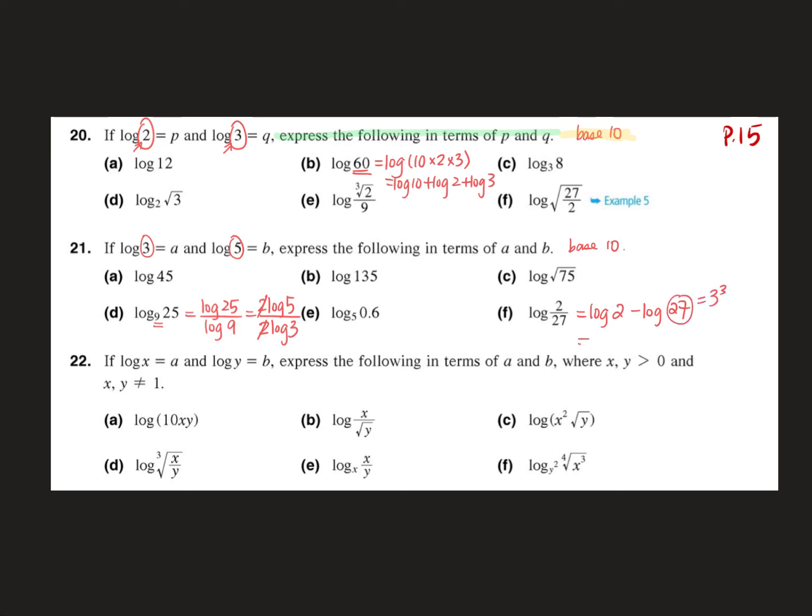But what do you do with the 2? You can write it as 10 over 5, right, minus 3 log 3. Then your log 10 minus log 5 minus 3 log 3. And this log 10 is 1, okay? And everything else can be expressed in terms of a and b, right?